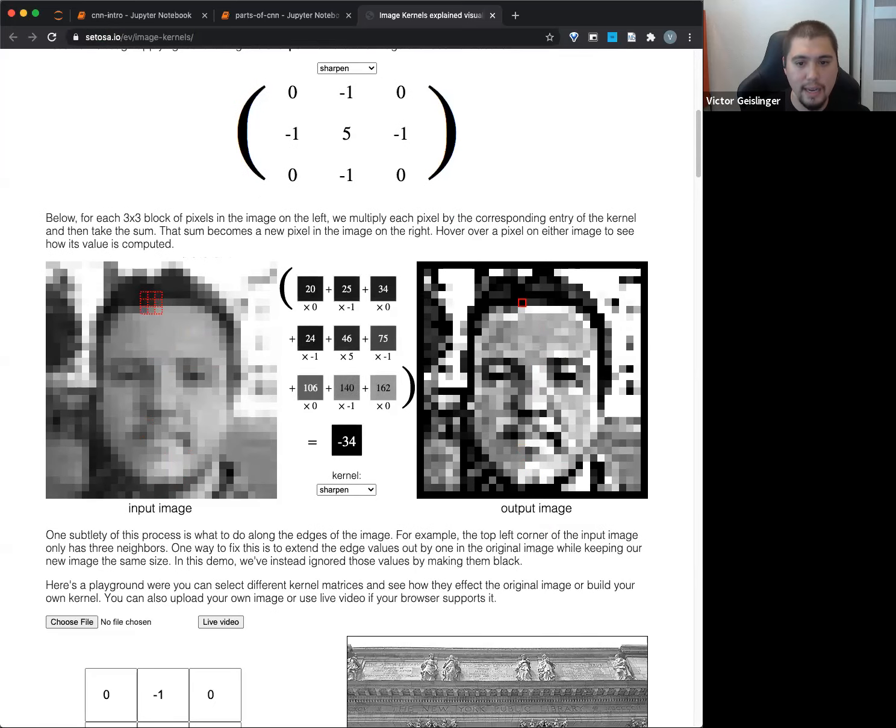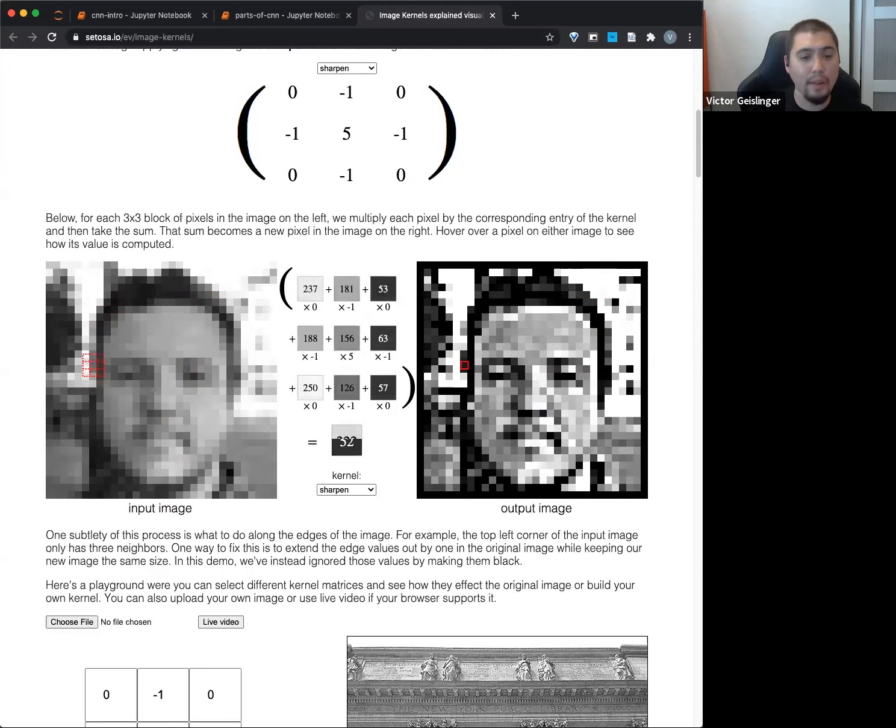You can see here this little red square on the left, those 9 pixels together are going to combine, usually as a linear combination, into this little square on the right. This input image definitely has more information than the right image, but now we're essentially highlighting outlines and things like this. This is the sharpen kernel.